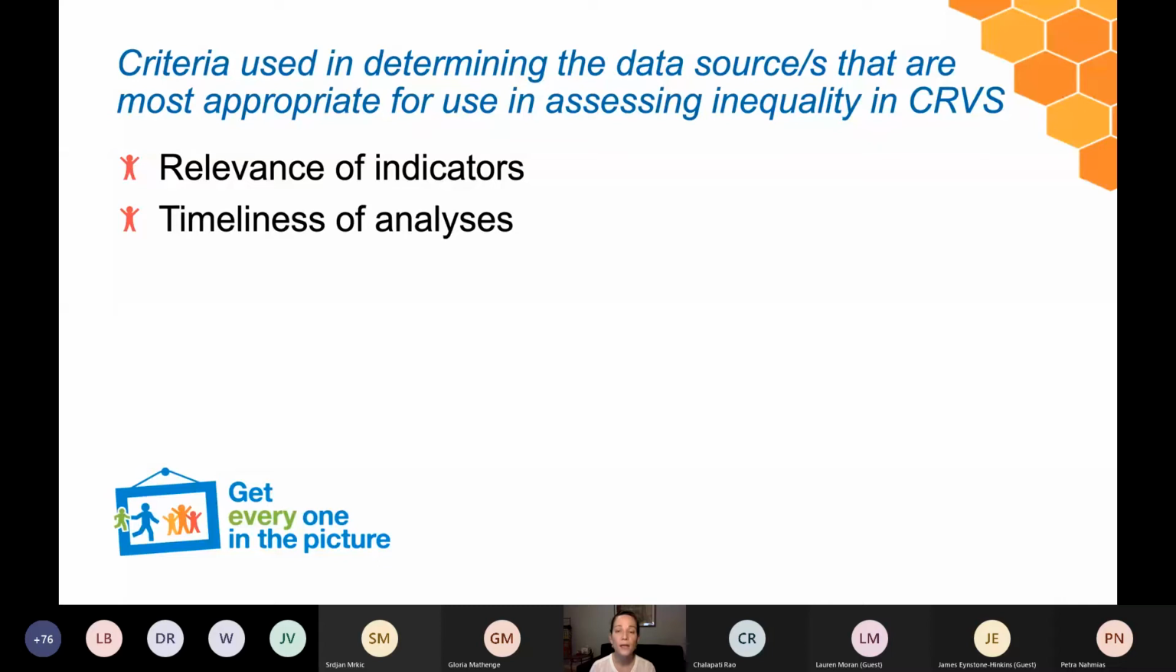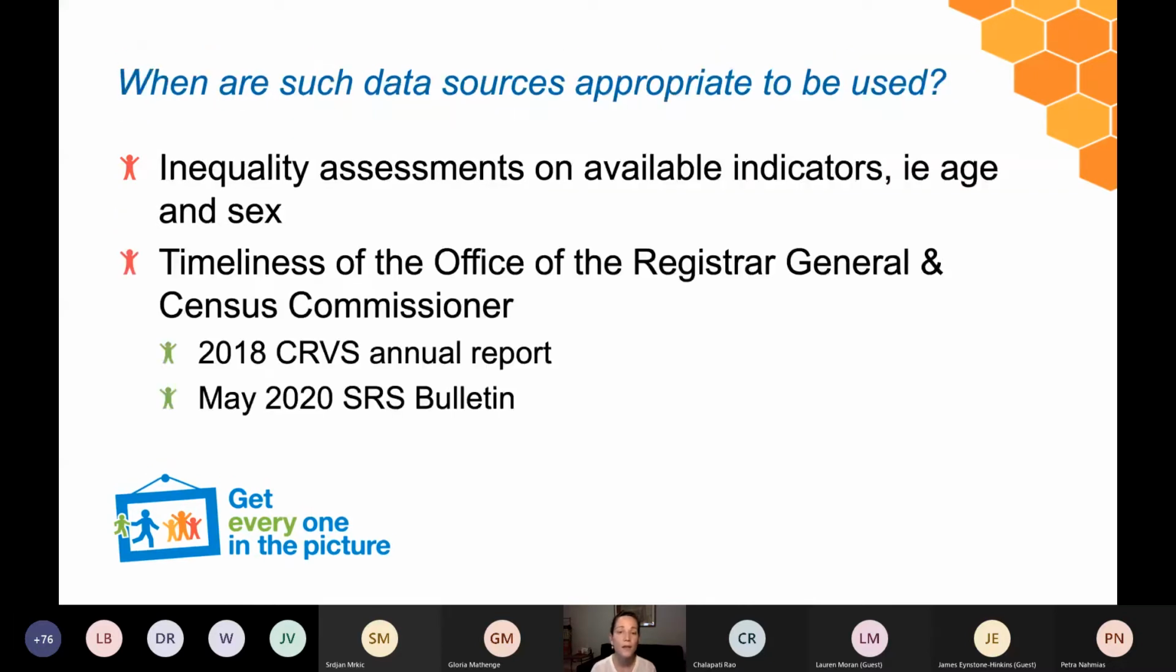There are many criteria to determine the appropriateness of data sources for assessing inequalities in CRVS, but I'm just going to focus on two that are pertinent to the SRS system. Relevance of indicators: as I've noted, the breadth of indicators captured in the SRS is limited to fertility, mortality, and some medical access indicators. The other criterion is timeliness of analyses, and that's where the SRS performs quite well. The SRS would be appropriate in conducting an inequality assessment focusing on age and sex, as I'll show you in a moment.